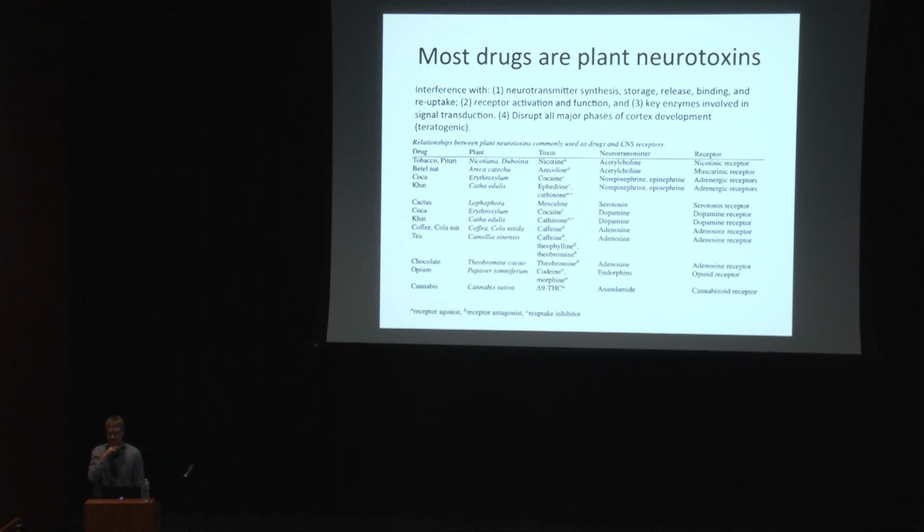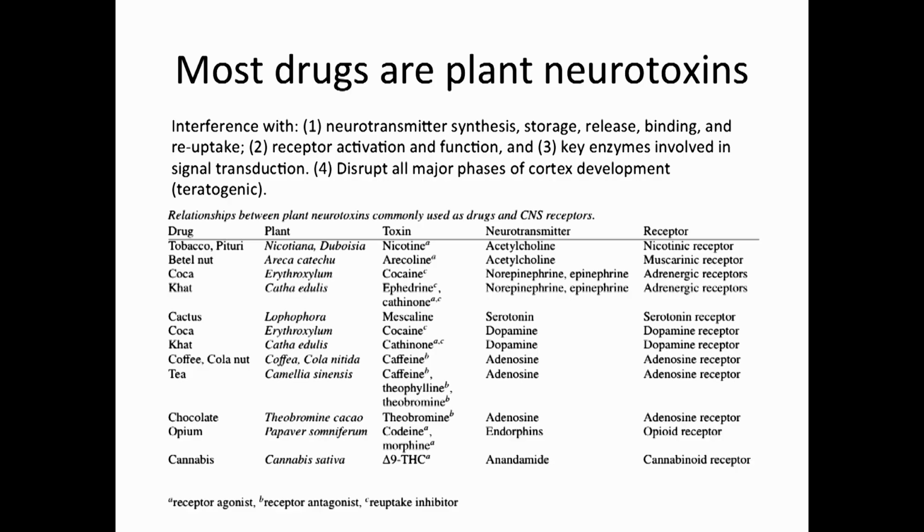Turns out that most drugs are indeed plant toxins, plant neurotoxins. They interfere with neurotransmitter synthesis, storage, release, binding, reuptake, receptor activation and function, key enzymes involved in signal transduction, and really importantly, they disrupt all major phases of cortex development. So if you're pregnant and you have a child whose cortex is still developing and you expose that child to neurotoxins, it's disrupting cortex development.